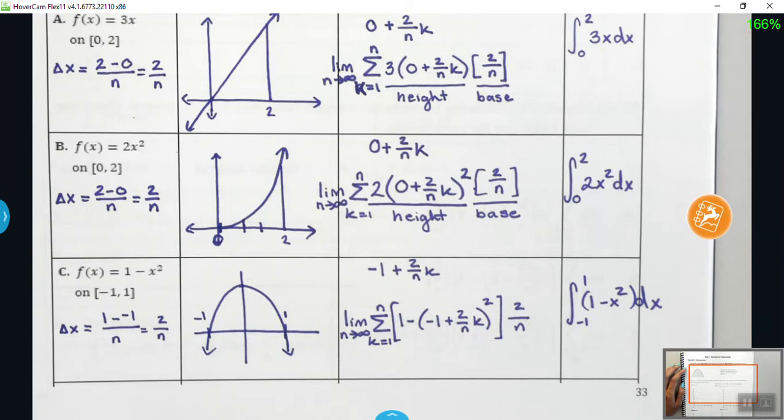Wait, you know how we have 0 plus 2k over n? Is that just the first value of the interval? Like negative 1 plus 2k over n, is that negative 1 just your first value of your interval? Yeah, negative 1 is your first location of your interval. Because you're trying to go to negative 1, and for a right Riemann sum, you want to go one interval to the right of it. Yeah. Makes sense.